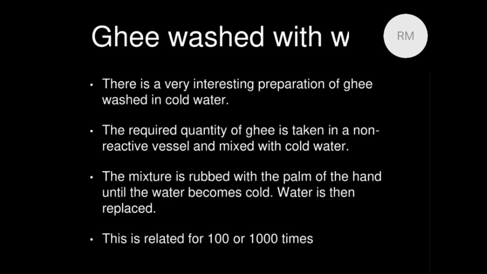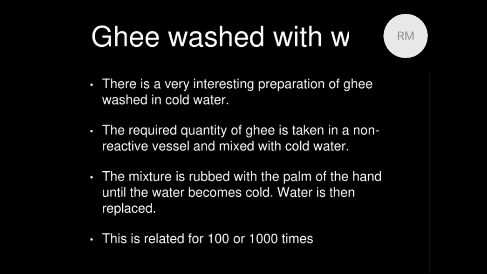Ghee washed in water for 100 times or 1,000 times. So how do we do this? Ghee is taken in a vessel which should be very neutral, and then you mix it with water so that it's level with the ghee. I'm sorry, there is a mistake in the slide. The mixture is rubbed with the palm of the hand until the water becomes warm, not cold. Please make a note: until the water becomes warm. In the slide, it is wrongly mentioned as until the water becomes cold.